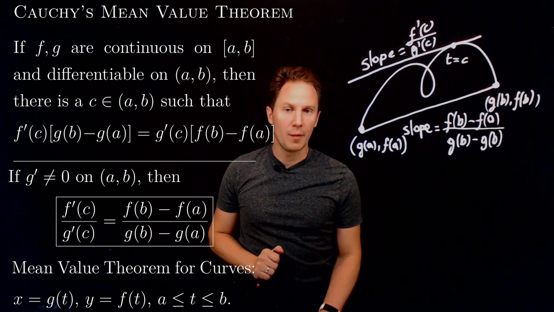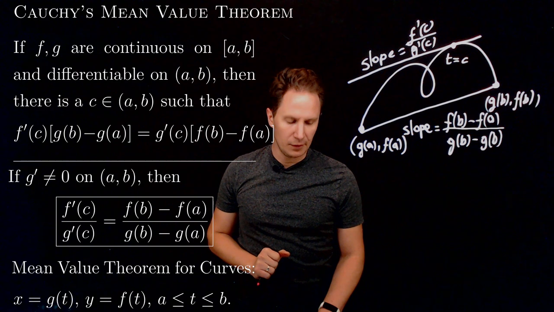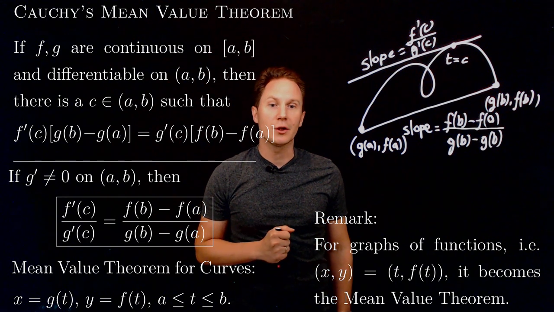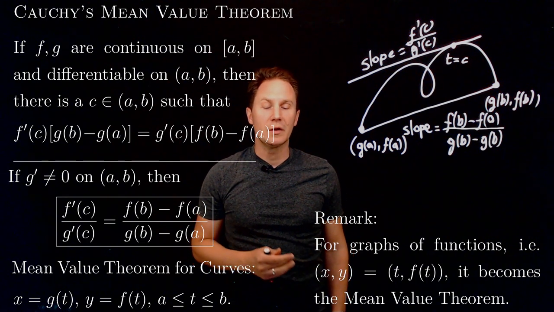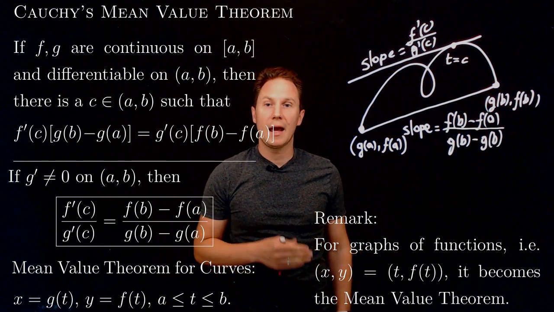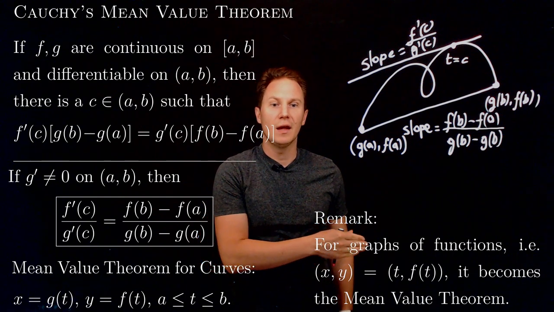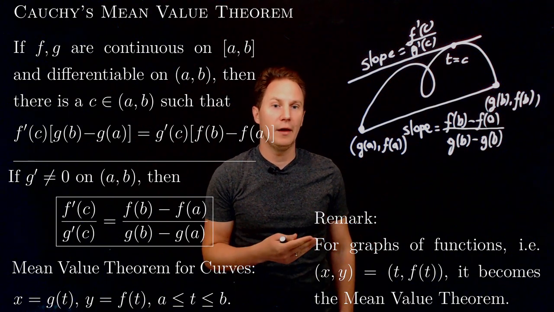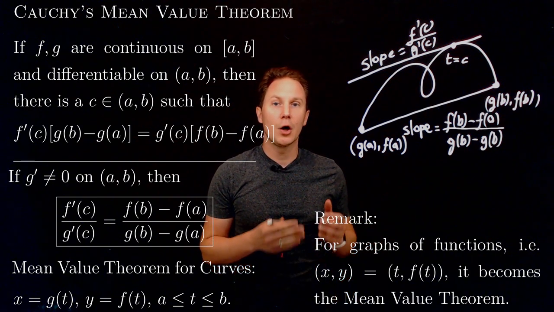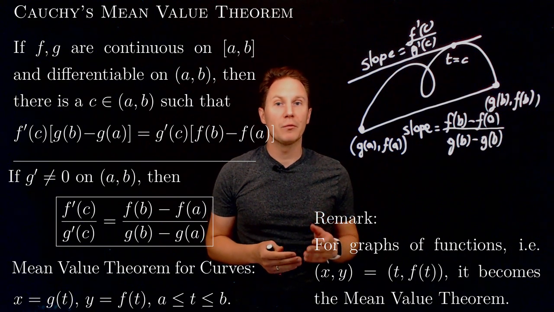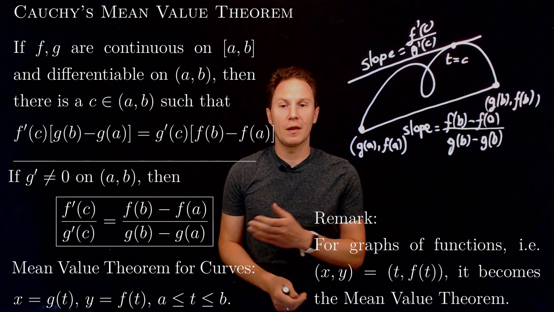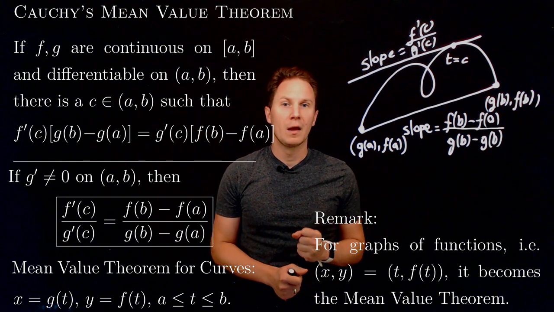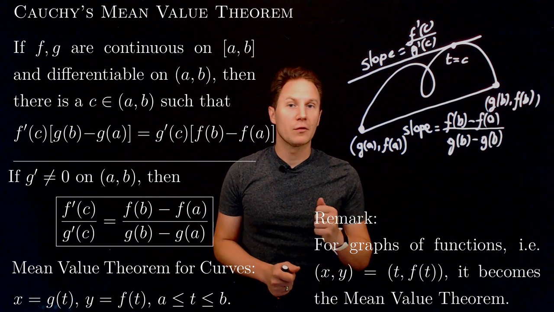Let me give you one more remark about Cauchy's mean value theorem. Namely, if the curve is a graph of a function, meaning that g of t is equal to t, then x, y is t and f of t, so we have the graph of the function f in this case, then Cauchy's mean value theorem becomes the mean value theorem, and you can easily check that using the formulas here. Okay, this is enough for now. Let's solve a problem.